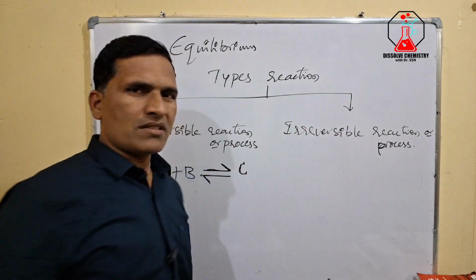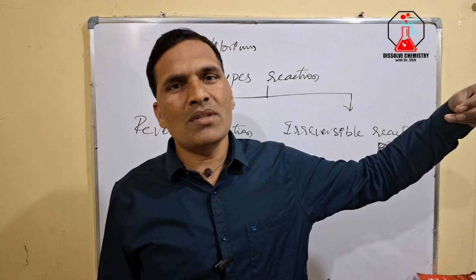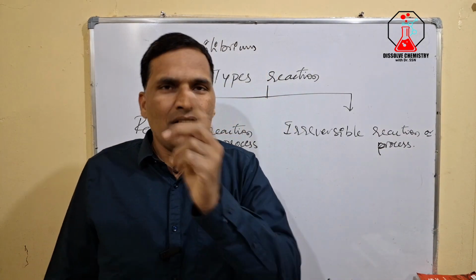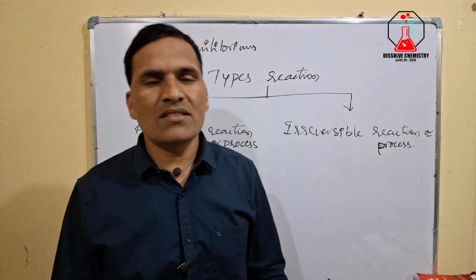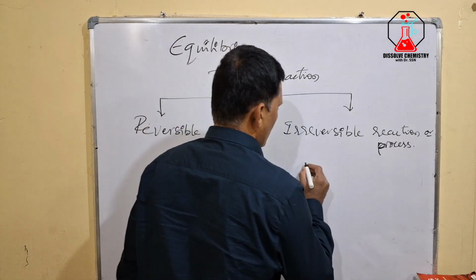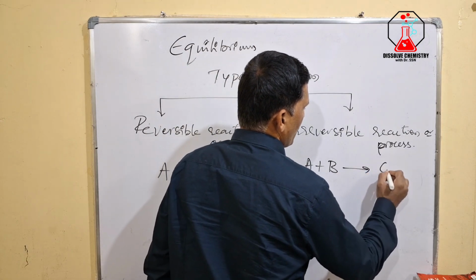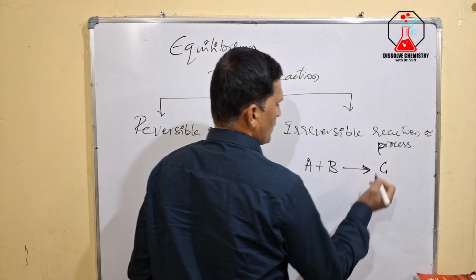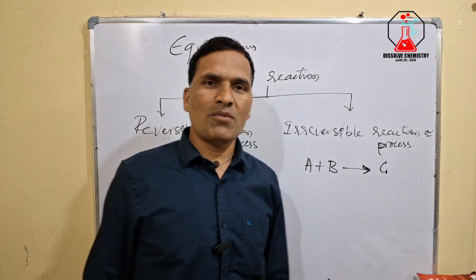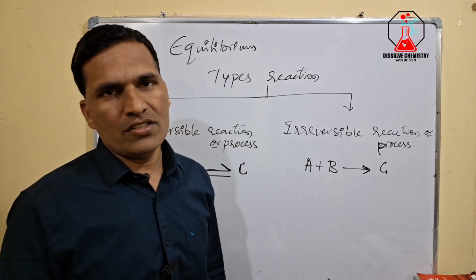The next is irreversible reaction. It means the reaction occurs in a single direction. A plus B combines to give C, but C does not have any tendency to combine back and form A and B. Such reactions we call irreversible reactions. I will give some examples for that. It is represented by an arrow mark in a single direction, from the reactants pointing towards the product. That is how we represent irreversible reactions.